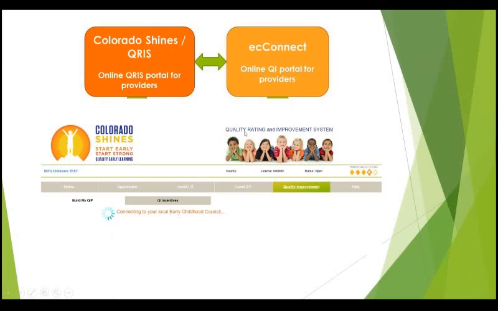And I think the next page is going to show you a little bit more about what that page does. But that is what this green arrow up here between Colorado Shines and ecConnect is conveying, is that these two are kind of hooked together as well, and that's where that happens. It's where ecConnect actually shows up as this little box page within Colorado Shines.